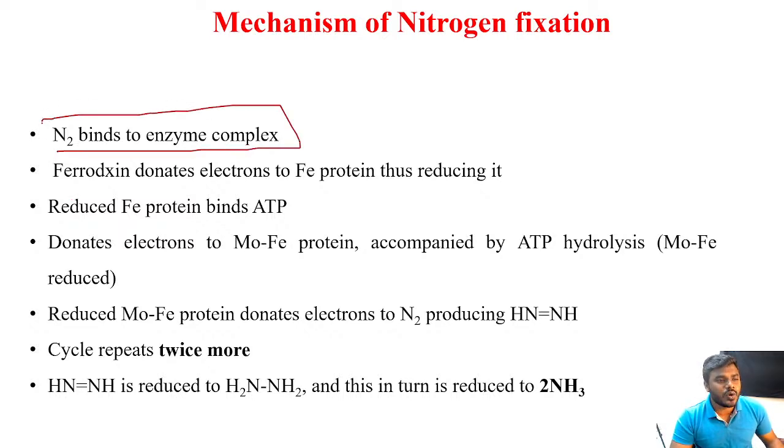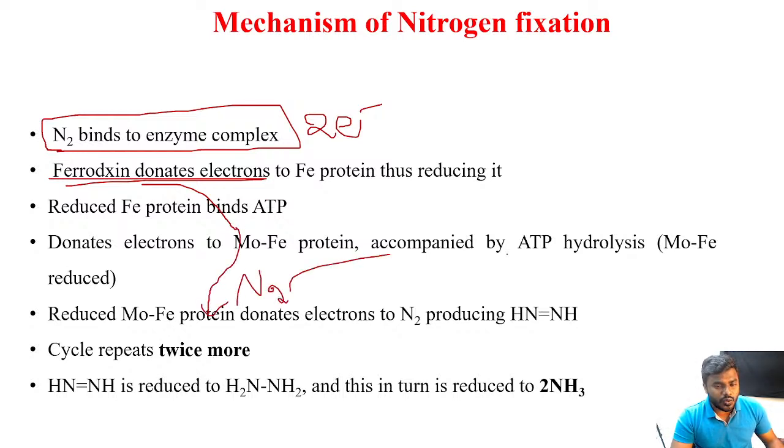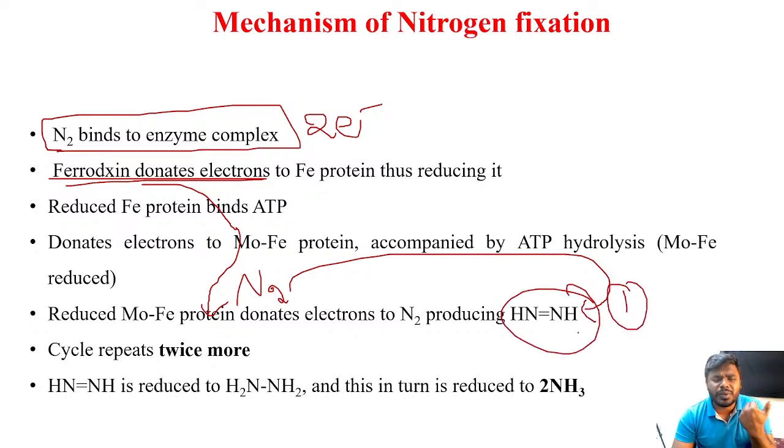First, nitrogen binds to the enzyme complex. We require 1 pair of electrons. Who is donating electrons, my friends? Ferredoxin is donating. From ferredoxin, the electrons come to the iron sulfur protein, then to the molybdenum iron protein. Then N2 is converted into what, my friends? HN=NH. This is the first step, a simple step.